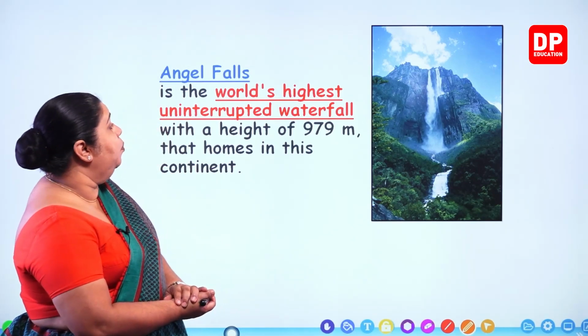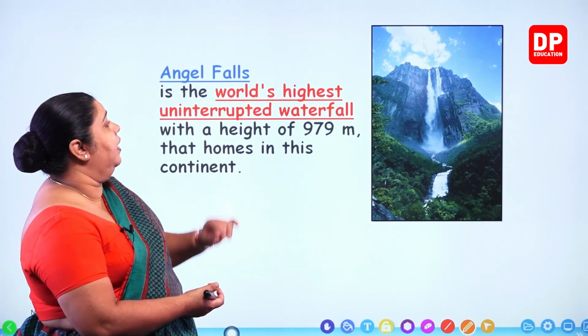Angel Falls is the world's highest uninterrupted waterfall.